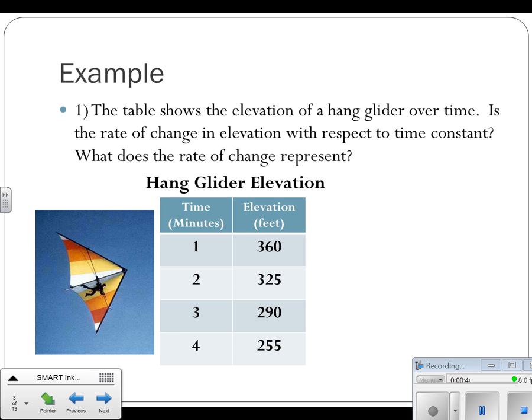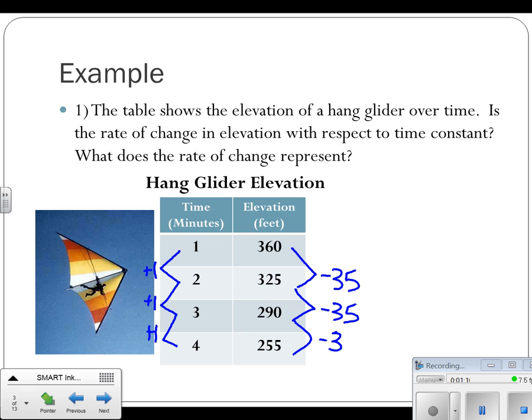In an example here, it says the table shows the elevation of a hang glider over time. Is the rate of change in elevation with respect to time constant? What does that rate of change represent? So we see that the time is constantly increasing by 1, so this is constant. We look over here, it's constantly going down 35. So negative 35 would be that common difference. And so it is constant, so yes.